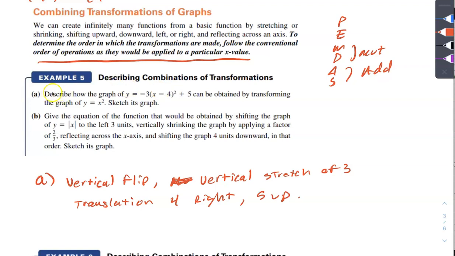So that's how you describe A. You go like, well, there's a vertical flip to negative. There's a vertical stretch because the 3 is on the outside, and so that's the y values. Inside, opposites, we're moving 4 to the right, and 5 up.